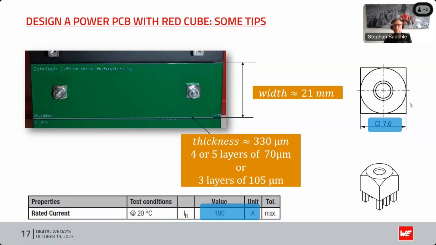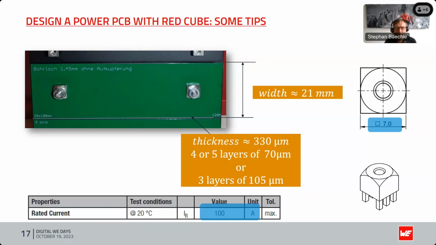So here we have our component with 7 millimeters, and our track has to be 21 millimeters, 7 multiplied by 3. And regarding the thickness, we want to transport 100 amps, and 100 divided by 0.3 leads to 330 micrometers we want to have in our PCB. And there we can decide if we want to have 4 or 5 layers of 70 micrometers. This is the best solution, as we can see later, because we tested it.